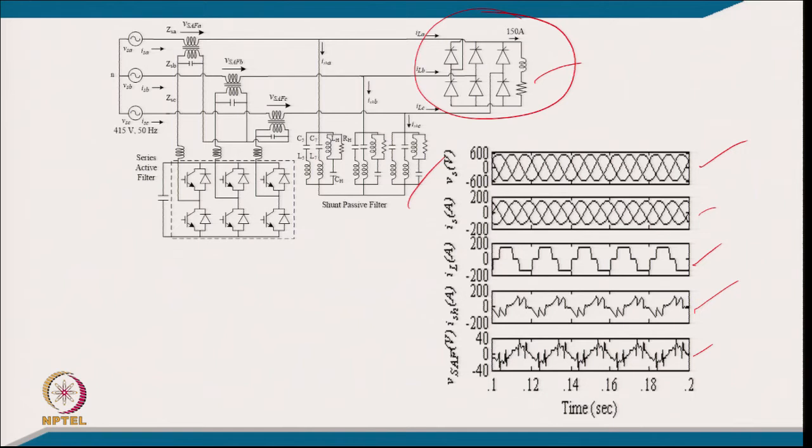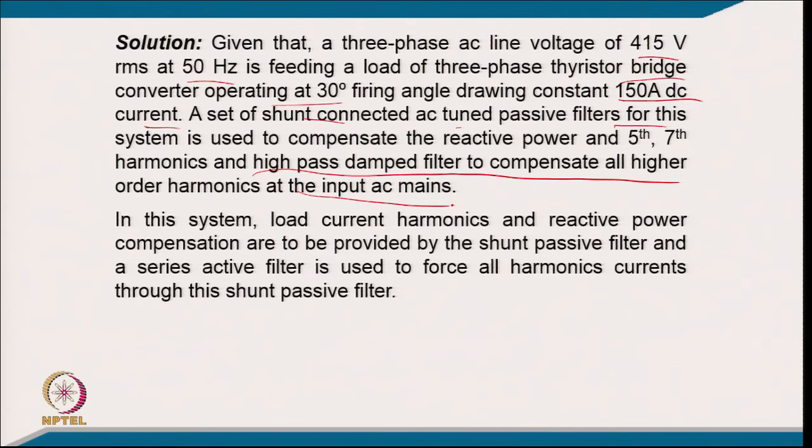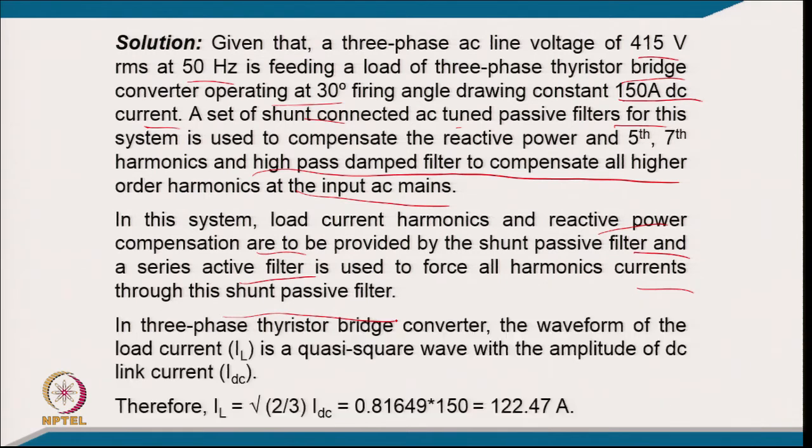So, based on this waveform and all the data, it is a numerical part of it. Given that a 3-phase AC line voltage of 415 volt RMS 50 Hz is feeding a load of a 3-phase thyristor bridge converter operating at 30° firing angle, drawing a constant current of 150 ampere. A set of shunt connected AC tuned passive filters for this system is used to compensate reactive power and 5th, 7th harmonics, and a high pass damped filter to compensate higher harmonics at the input mains. In this system, load current harmonics and reactive power compensation are to be provided by the shunt passive filter, and a series active filter is used to force all the harmonic current through this shunt passive filter.